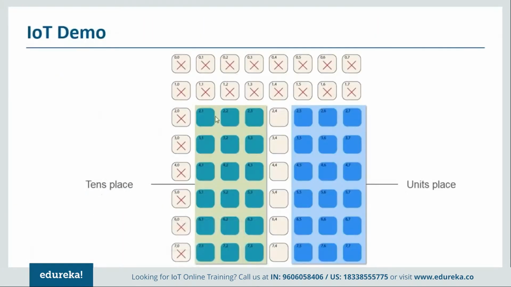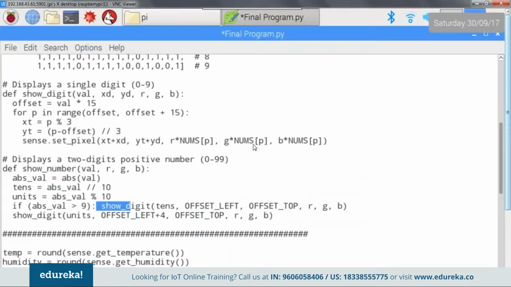Why? Let me help you understand here. My offset top is going to be with respect to this position. It's going to start from here, so it will point to the third row. My offset left will point to the second column here. So I know that this is where my tens place has to come. That's why I'm passing it here. I also am going to pass the standard RGB value that I have got as input here.